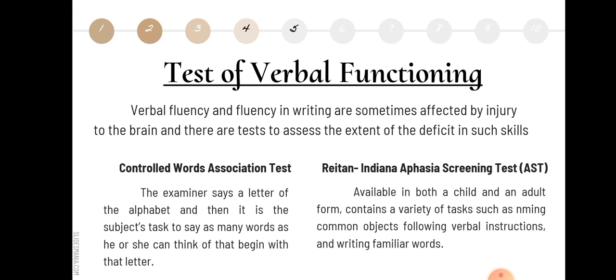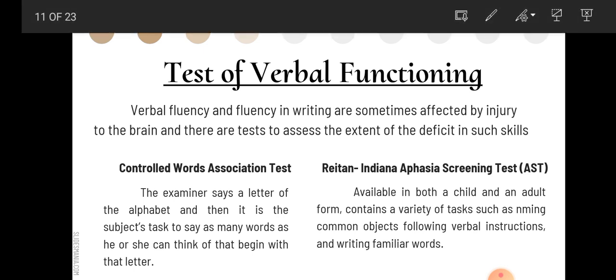They forget, for example, what something is called, or where they are, what place they are in. So they have difficulty in identifying things or places. So that's why we have tests for that, the controlled word association test.